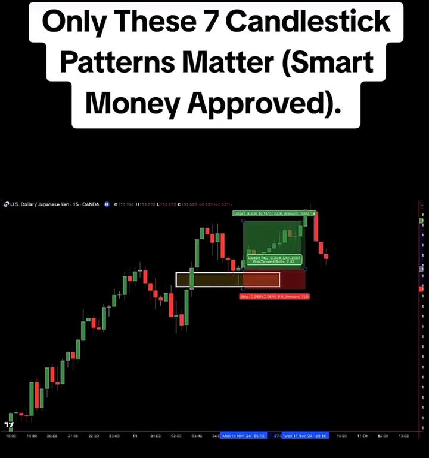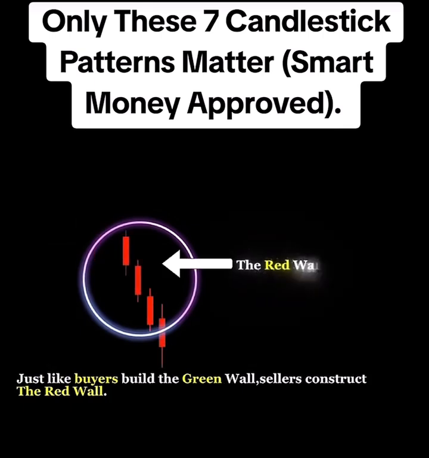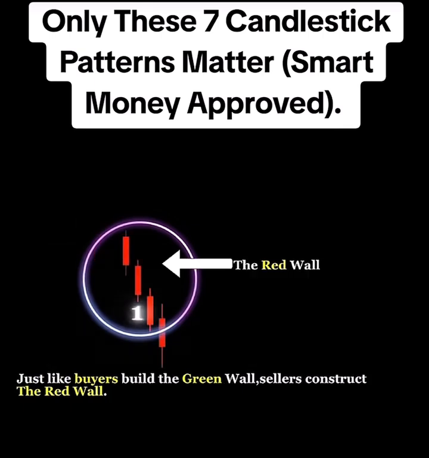When you use the green wall pattern, you stop seeing the market like a retail trader and start seeing it through the eyes of the banks. Just like buyers build the green wall, sellers construct the red wall. It's made of 3 strong consecutive bearish candles, each one showing clear control by the bears.